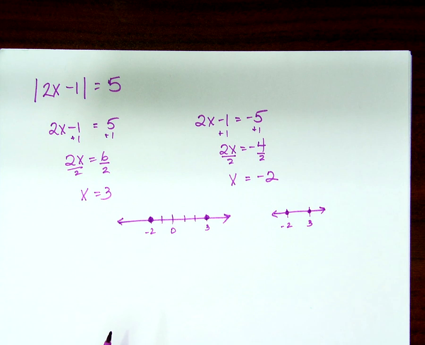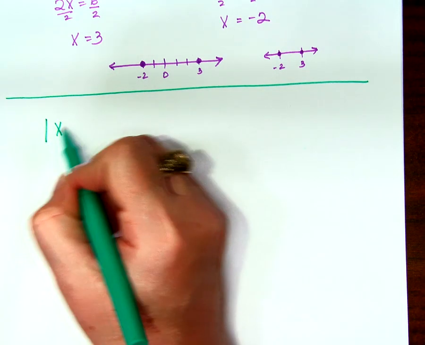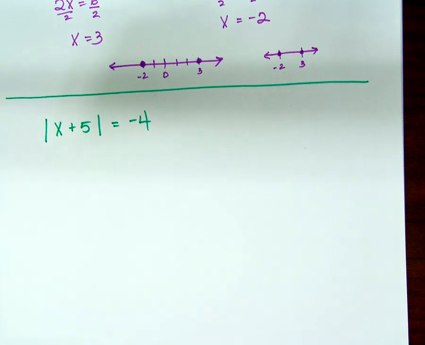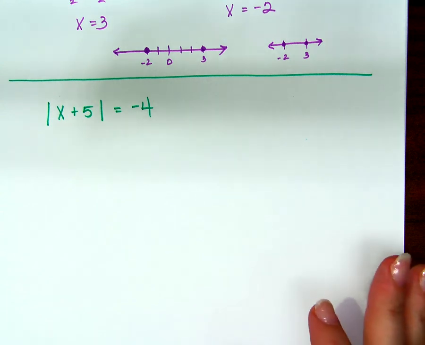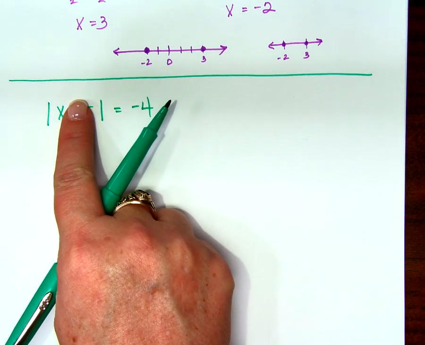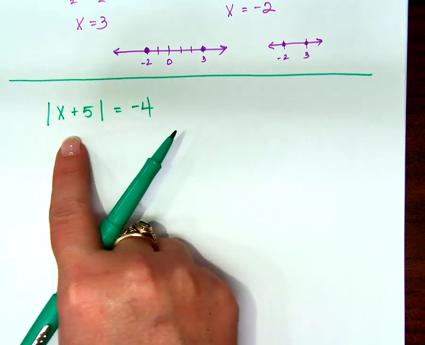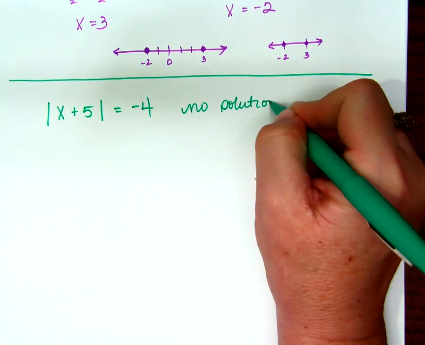Can I show you a tricky one before we're done? What about this one? Ever? There's not ever going to be a solution? If you take the absolute value, you're always going to get a distance from 0, which is going to be a positive number. So there's absolutely no work that needs to be done here. It's just no solution. Good job.